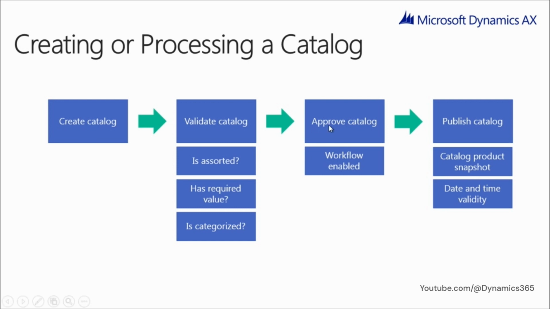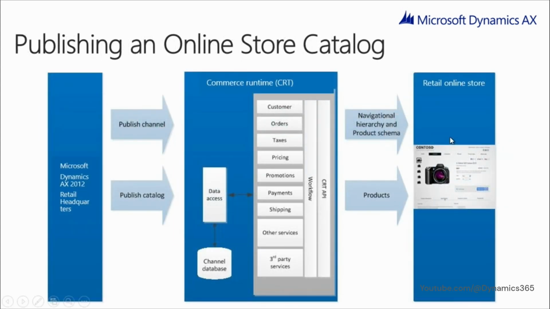So moving on, once the catalog gets approved, you will be publishing the catalog, where a snapshot of the catalog will be taken with the products, and then with the date and time validity, this particular data will be ready to move to the CRT database after the publish completion. Moving on to the next slide, this slide will show you how the exact publishing process happens.